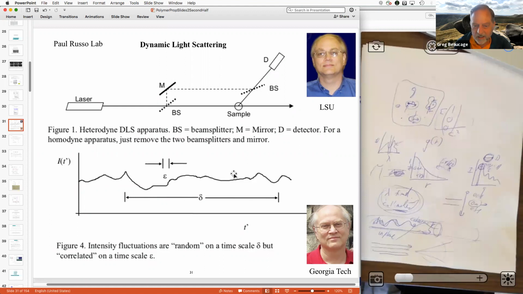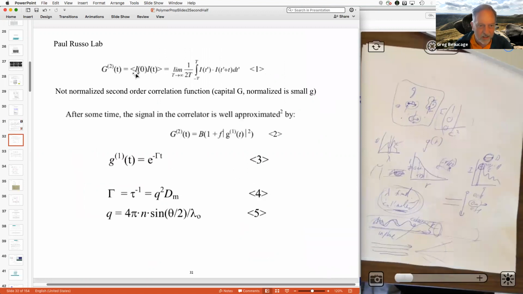And they did that, so that was a big coup. Once they had correlators, then you could just generate this correlation function from that noise data. The correlation function, again, is going to be the dot product of the intensities separated by time t, right? And then t prime is integrated over all time from minus time to time. Then you normalize by the time gap. Then you get what's called the second order correlation function.